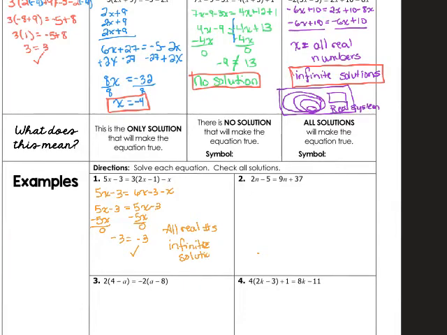Now, you may be thinking, Mrs. Evans, do I have to write all that out every time? No. Your counting test wants this. This is what they're looking for, is just say infinite solutions. There's an infinite number of possible solutions. That's all you're saying there. All right, let's look at the next one.